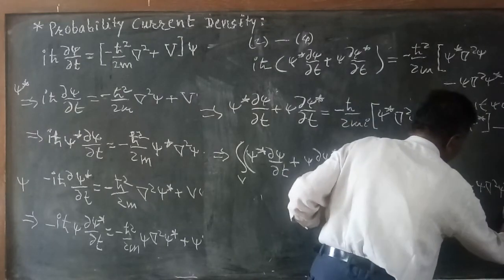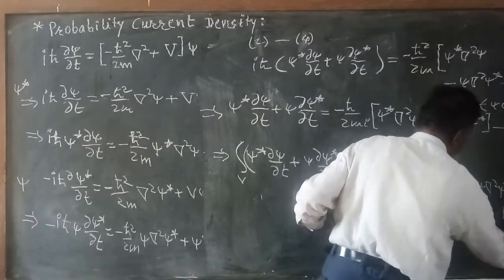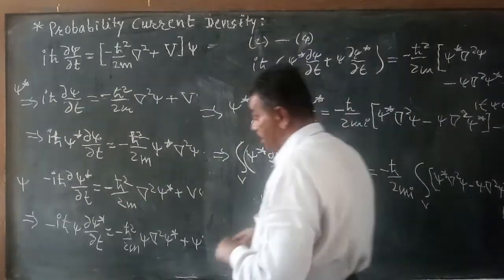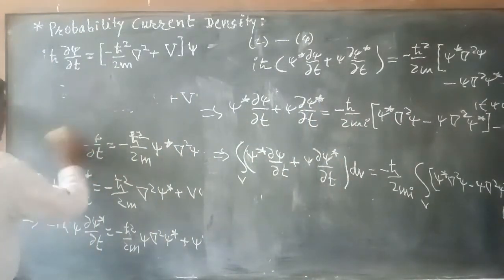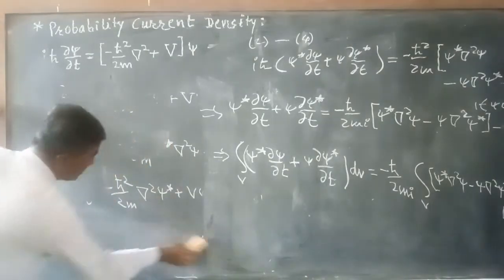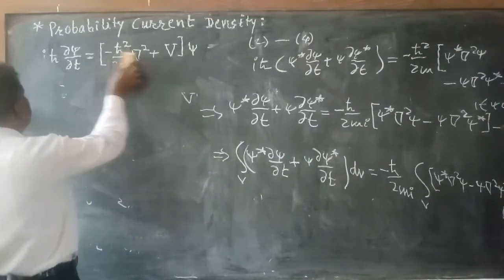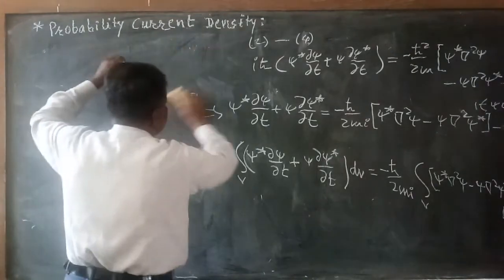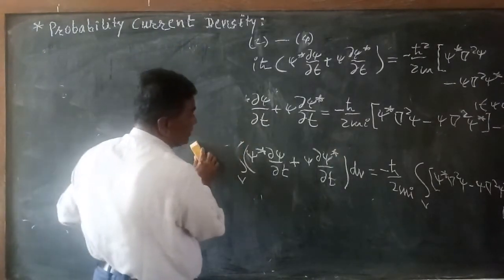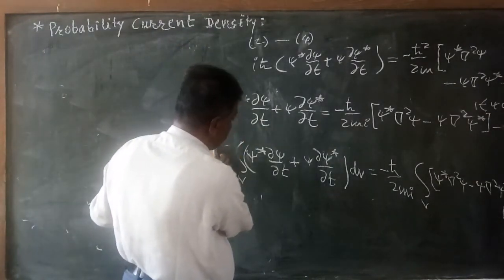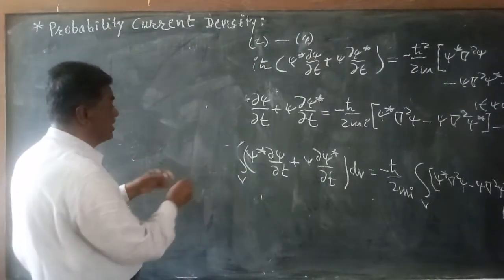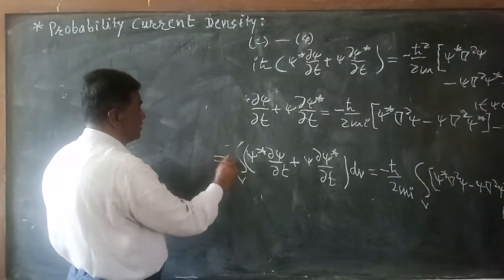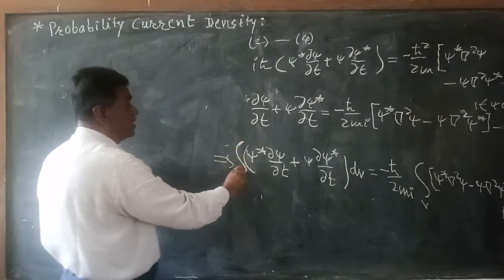Suppose this is equation 5. By mathematical treatment we obtain equation number 5, starting with Schrodinger's time dependent wave equation. We approach up to here. So integration over like this, we are getting like this.